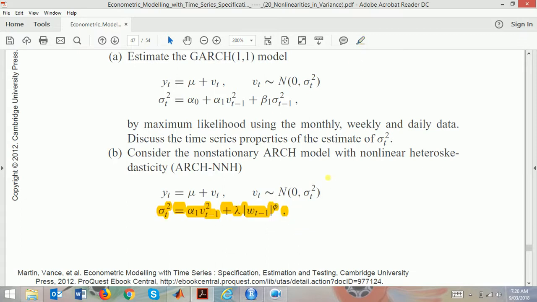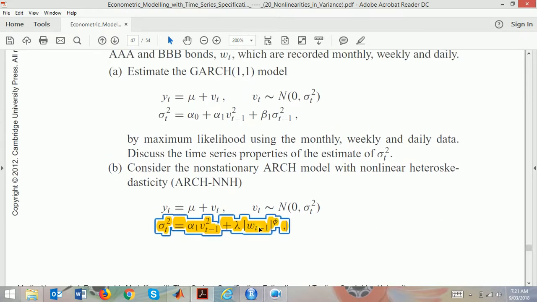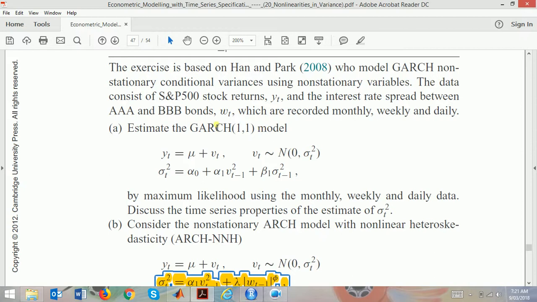Something new. Alpha 1 v square minus 1, gamma omega t minus 1, right? And this is the model actually, because obviously this is the squared return, not a big deal. Okay, this is what we always had, y equals v, so fine. But this is the additional term in my GARCH model, so the third element is not present here, but an explanatory variable is present, where omega t minus 1 represents the lagged spread of non-stationary variables.